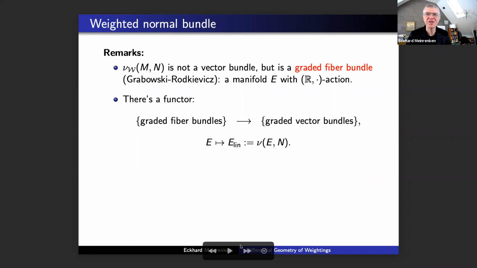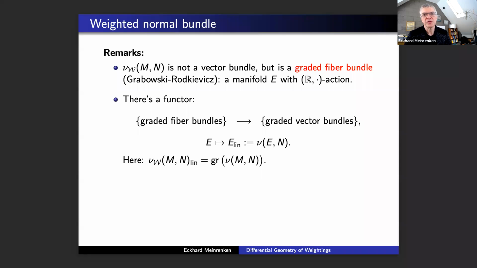So the question, of course, is what is this for our weighted normal bundle? It is what you would expect. If you remember, earlier I mentioned that the usual normal bundle, if you have a weighting, inherits a filtration by subbundles, and you can look at the associated graded bundle. This associated graded bundle is the linear approximation of this weighted normal bundle, of the nonlinear thing.